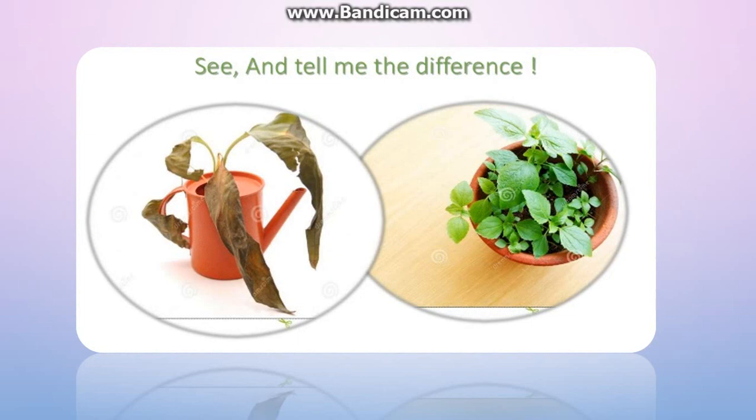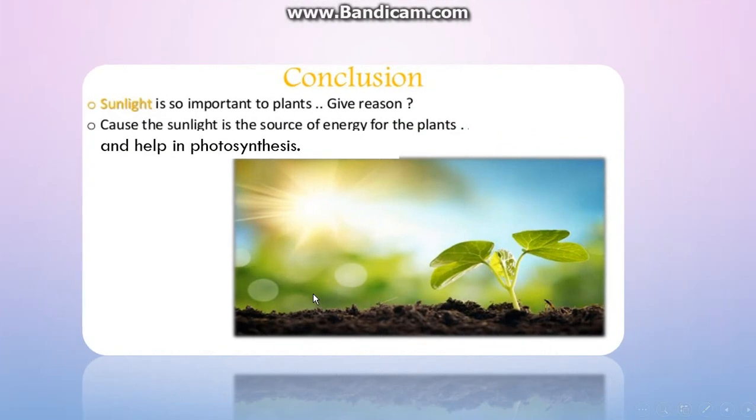Can you tell me the difference between these two pictures? This plant has green parts, so it can make photosynthesis. But this one can't make photosynthesis. Conclusion: sunlight is so important to plants because sunlight is the source of energy for the plants and helps in the photosynthesis.